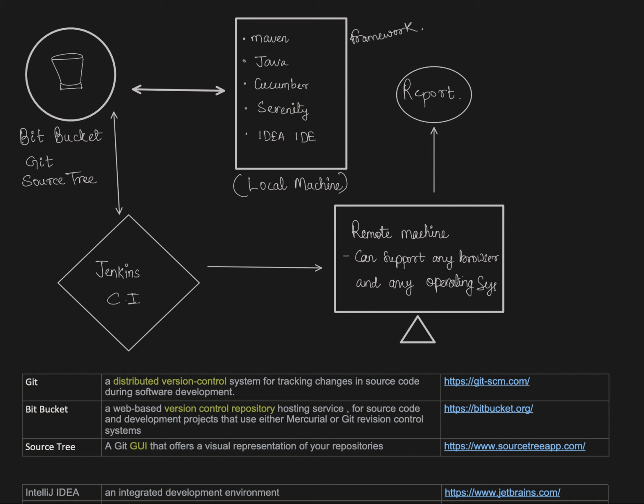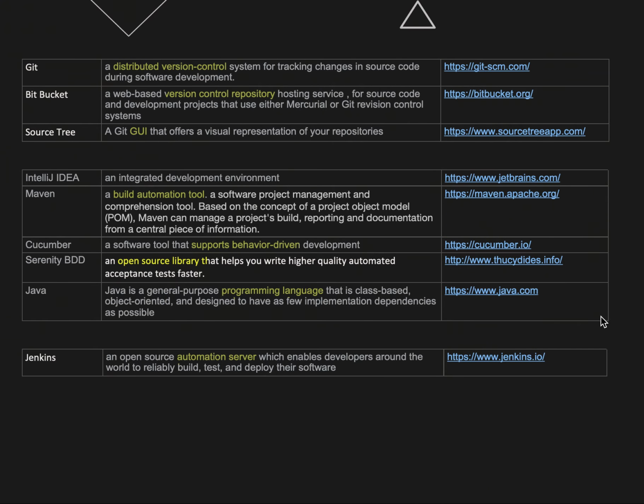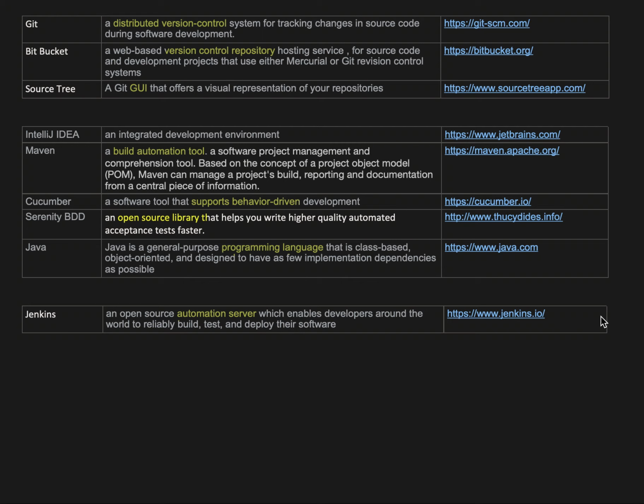In the next tutorials, I'll be explaining bit by bit all the parts that I have listed here. For example, I'll be starting with Git and how it works, and then I'll explain something about Bitbucket, then SourceTree, and using IntelliJ IDEA, I will be writing the code. So that by the end of this tutorial series, it will be easy for anyone who has a basic knowledge of software testing and automation testing to build a complete framework.